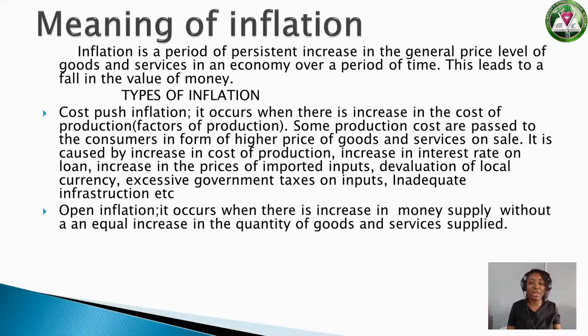Now we have another one: devaluation of local currency, and excessive government taxes on inputs. You know, we treated tax last time. If the government taxes raw materials or the inputs highly, after production, what happens? You have to pass the prices on, you shift it to the consumer in the form of higher prices. So when the government taxes the producers highly, they will also increase the price of those products, which the final consumer will bear the burden of.